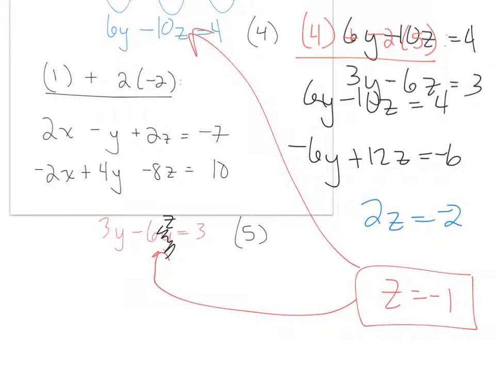Jeff, did you get it already? What did you get for y? -1 also? Did others get -1 as well for y? I just want confirmation from others. Okay. All right, so when you plug that z value in, you get y equals -1.